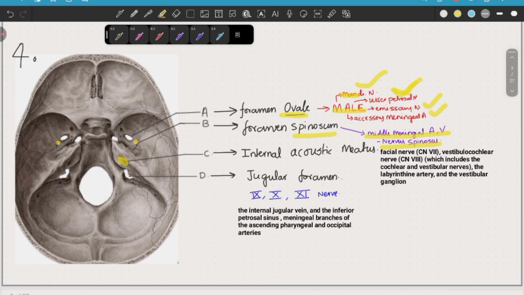You can see that in the ear, and another one is the internal acoustic meatus, which connects the ear to the brain. So which nerves? The facial nerve and the eighth nerve. You have to remember both go through it. You know the facial nerve course, right? It also enters the middle ear cavity, whereas the vestibular nerve is obviously for the ear only.